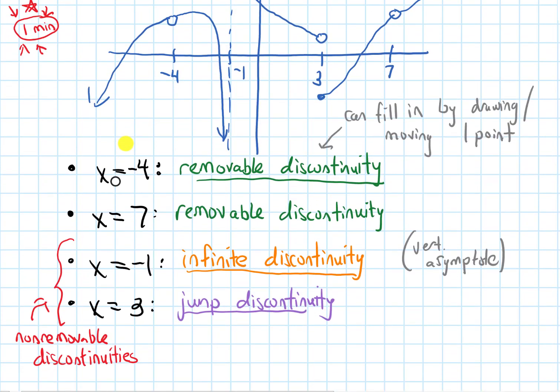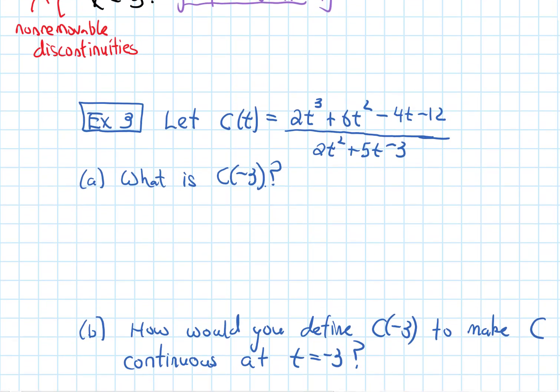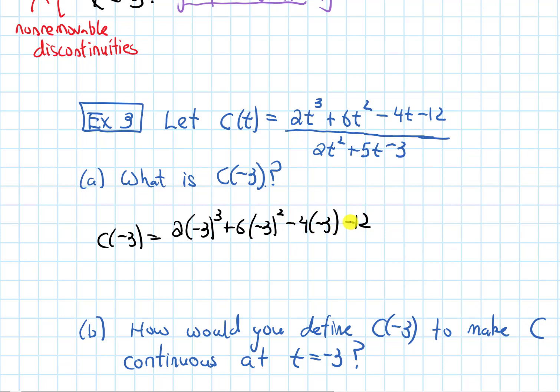Okay, so that was just a bit of terminology. Now let's do an example and get more practice with continuity. I'm going to let c of t be this function. Part A says, what is c of -3? Well, I just have to plug -3 into my function. So c of -3 gives me 2 times -3 cubed plus 6 times -3 squared minus 4 times -3 minus 12 on the top. On the bottom, we get 2 times -3 squared plus 5 times -3 minus 3.